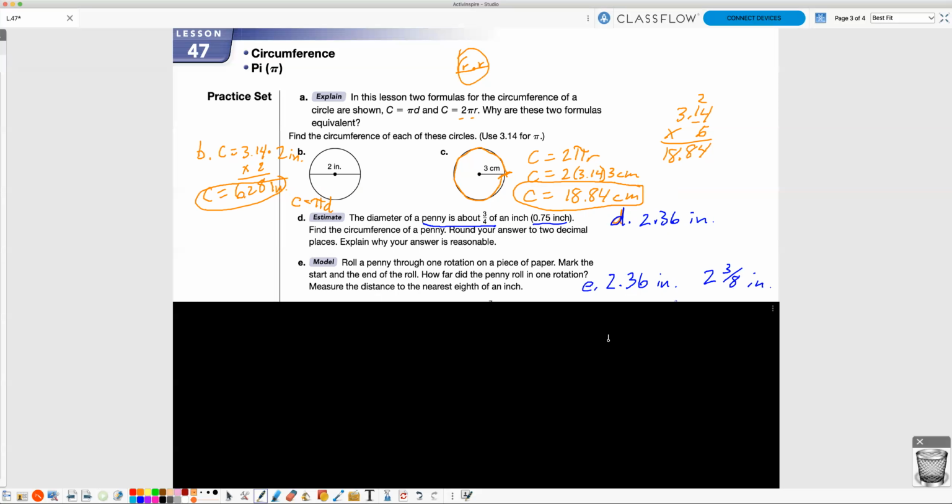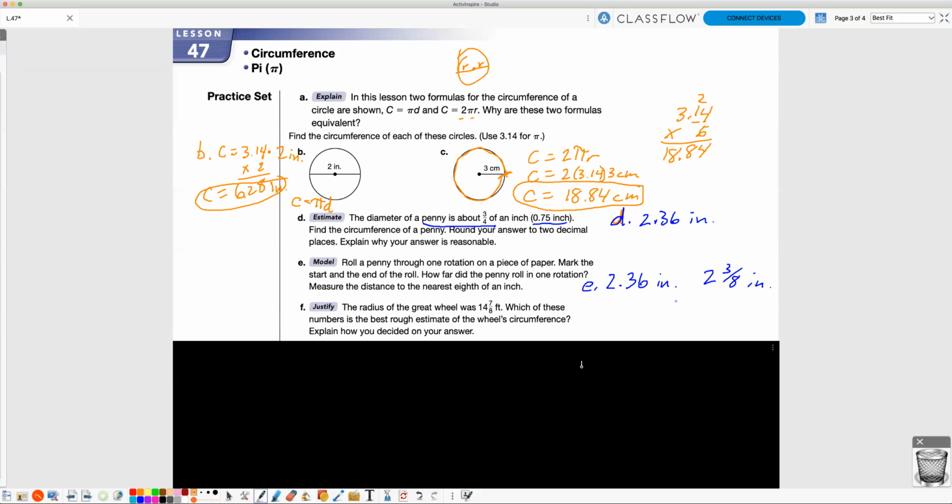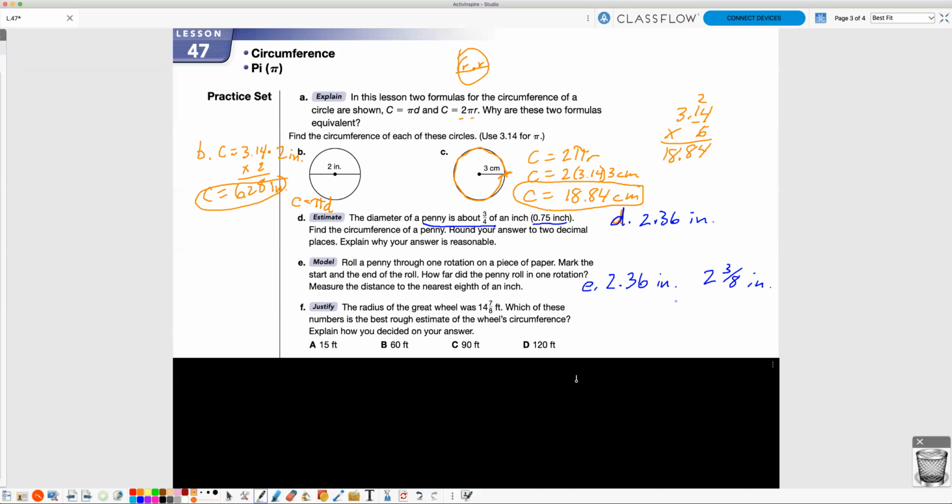All right, and letter F. The radius of the great wheel was 14 and 7/8 feet. Which of these numbers is the best rough estimate of the wheel's circumference? Would it be A, 15 feet, B, 60 feet, C, 90 feet, or D, 120 feet? Your best answer would have been C, 90 feet.